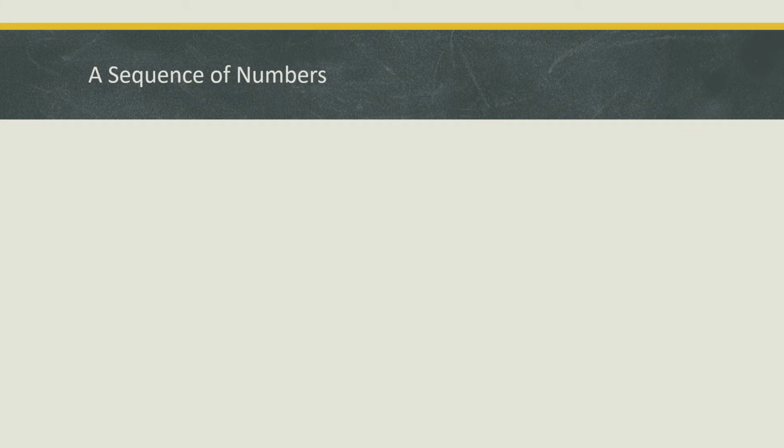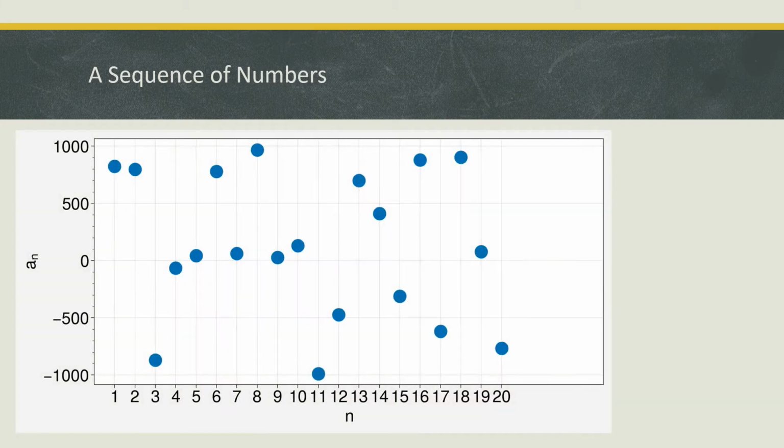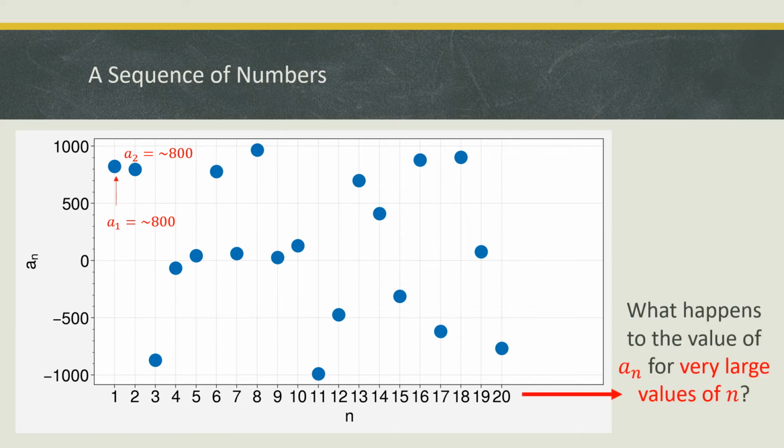Let us think about the following sequence of numbers. For every natural number, n, we assign a real number, a sub n. For example, a sub 1 is around 800, and a sub 2 is also around 800. Often, we are interested in what happens to a sequence as we approach very large n. In this plot, there is no clear pattern, and we really do not know what happens.